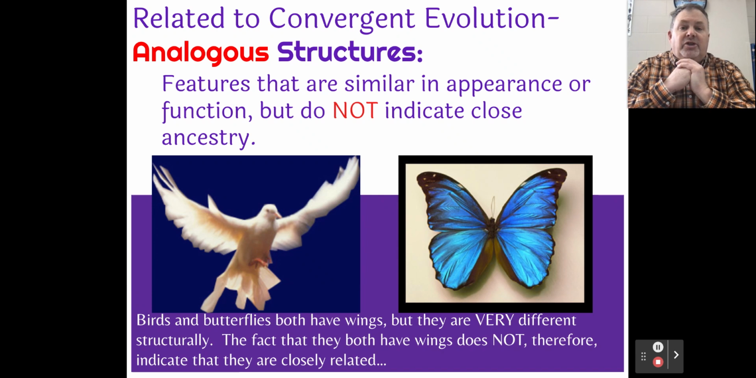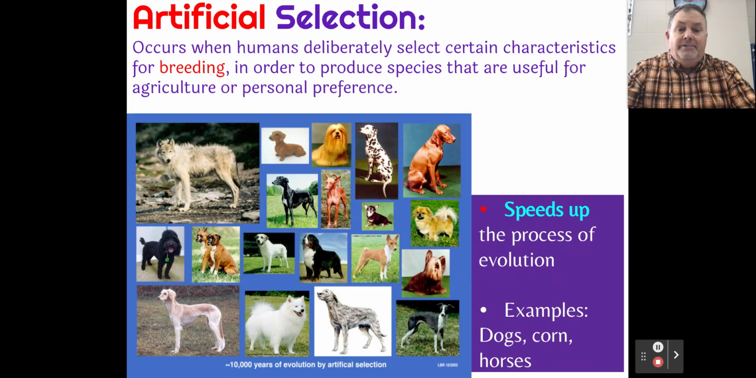Another pattern that we look at is something referred to as an analogous structure. Analogous structures are features that are similar in appearance or even in function, but don't indicate a close ancestry. So if we look at flight, for example, the bird on the left and the butterfly on the right have very similar structures in order for that organism to give lift and for flight, for a particular pattern of locomotion. But they're again not closely related. If you look at their DNA, it's dramatically different as far as their evolutionary development.